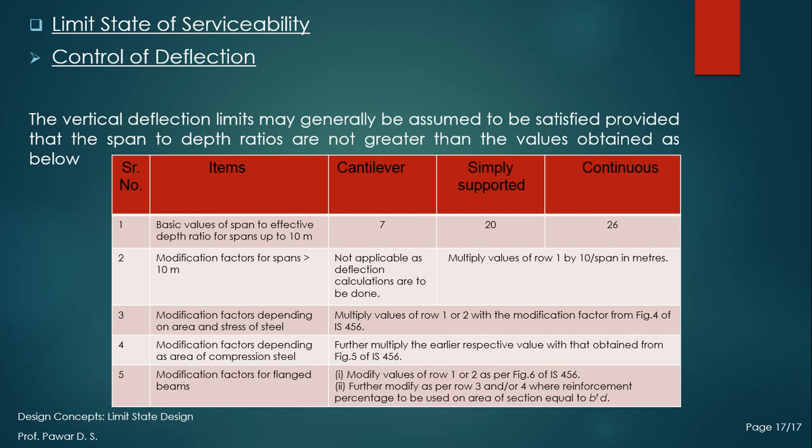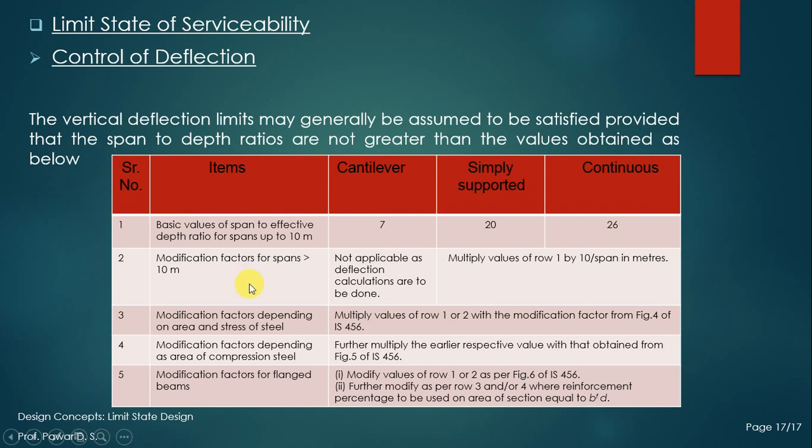So for control of deflection, the vertical deflection limit may generally be assumed to be satisfied provided that the span to depth ratios are not greater than the values obtained as below. Here are the basic values of span to effective depth ratio, for spans up to 10 meters. When the beam is a cantilever beam, that value should not be greater than 7. When the beam is a simply supported beam, that value should not be greater than 20. And when the beam is a continuous beam, the span to depth ratio should not be greater than 26.